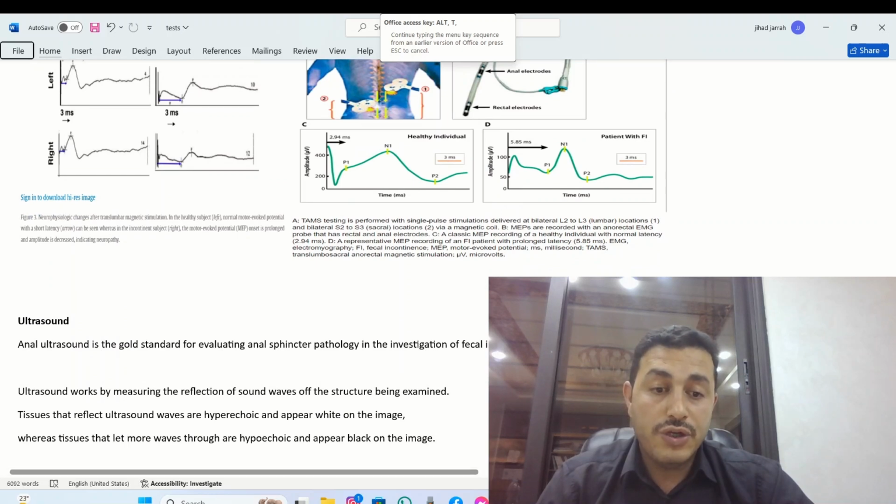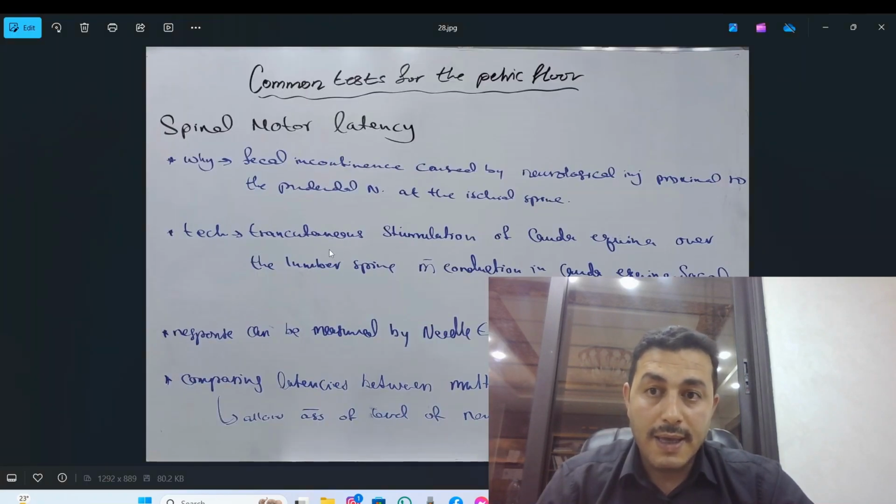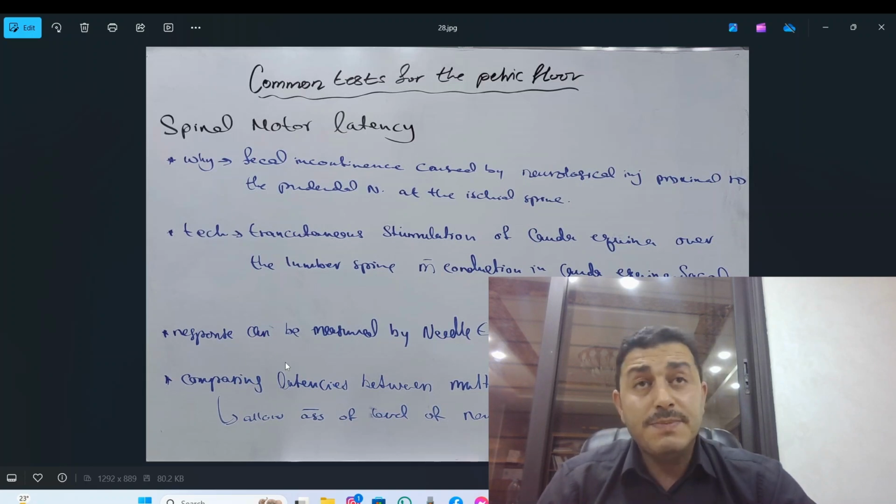pudendal nerve origin. Okay, spinal motor latency. We said, why do we perform it if we have a fecal incontinence caused by injury proximal to the pudendal nerve? We have transcutaneous stimulation of the cauda equina over the lumbar spine, and the sacral plexus.